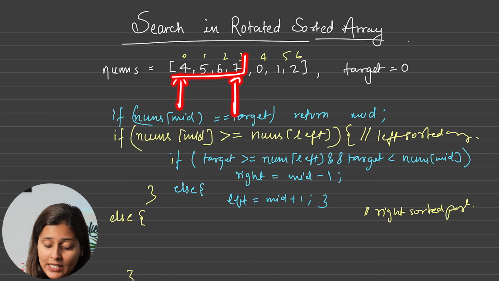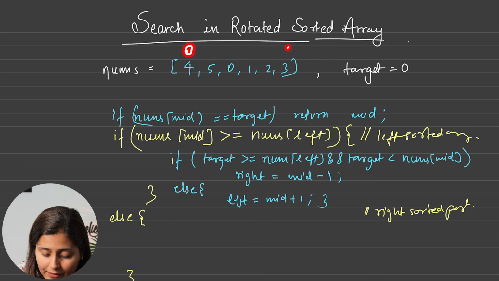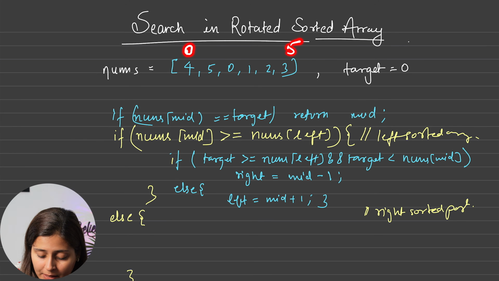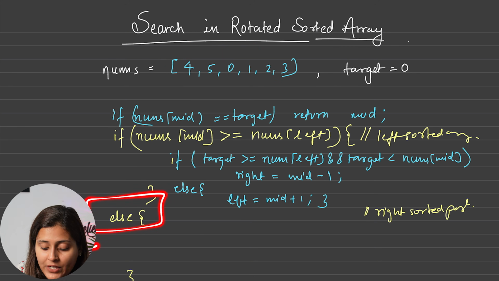Okay, now let's take another example. Suppose 0 1 2 3. In this case the left pointer will be here, the right pointer will be here, which is the index 5, correct? Yes. Now here is the midpoint you will hit. So now do you think from left to mid it is a left half sorted? No, it is not. It is a part of, like mid is a part of the right half sorted, correct? Yes. So now you will fall in this else case because this is not a left half sorted.